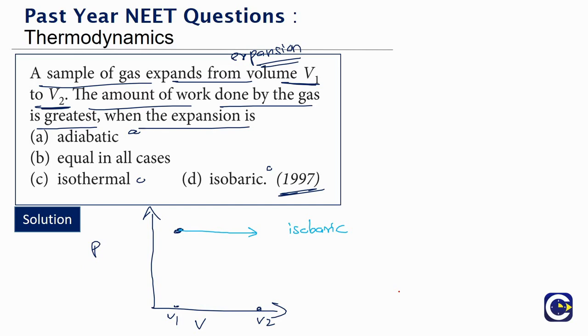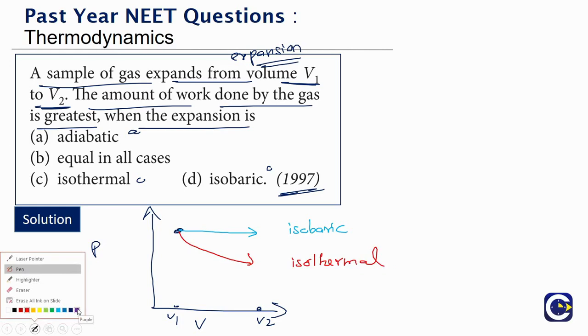See, isothermal as well as adiabatic both will be what? Like an exponentially decreasing curve. But if, for example, this is isothermal, the adiabatic curve will be steeper. Adiabatic curve will be steeper, means what? The pressure will be decreasing more rapidly.